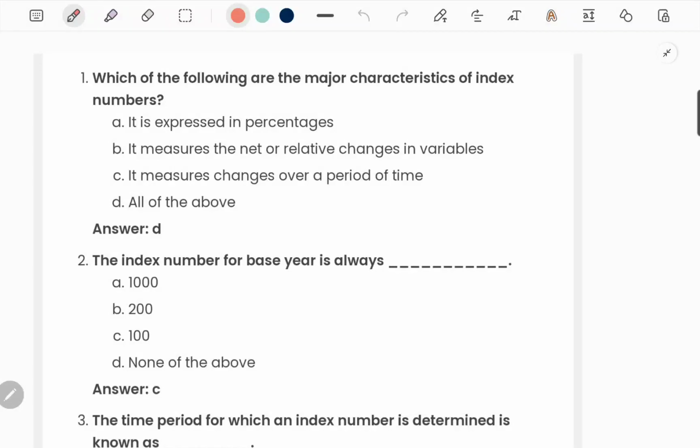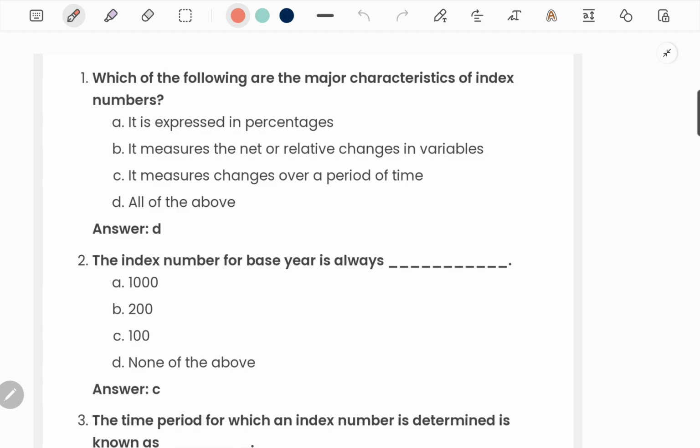In this one we are going to discuss some MCQs on the topic of index numbers. So if you have not already seen our video on index numbers, I would suggest that you go back and watch that video first, and that will help you to simultaneously solve the MCQs with me. So let's get right into it.